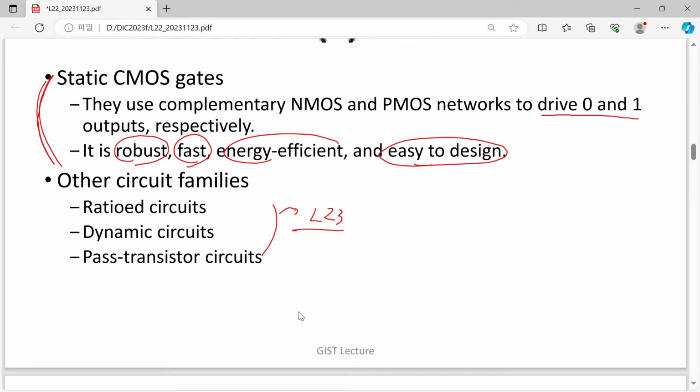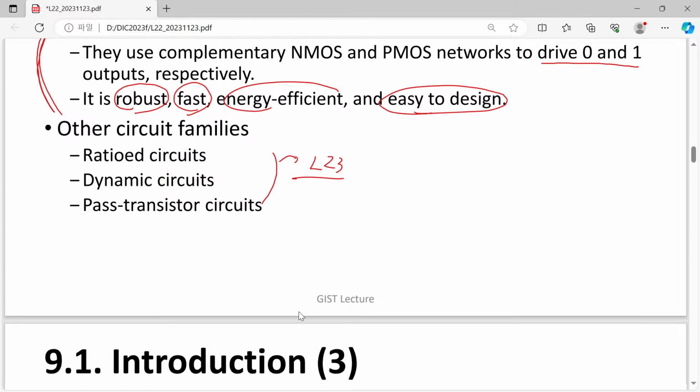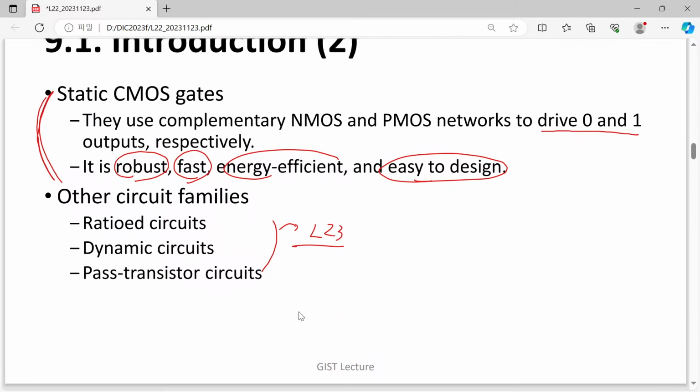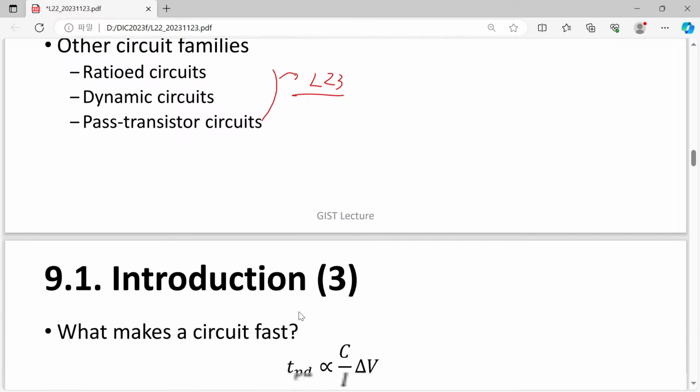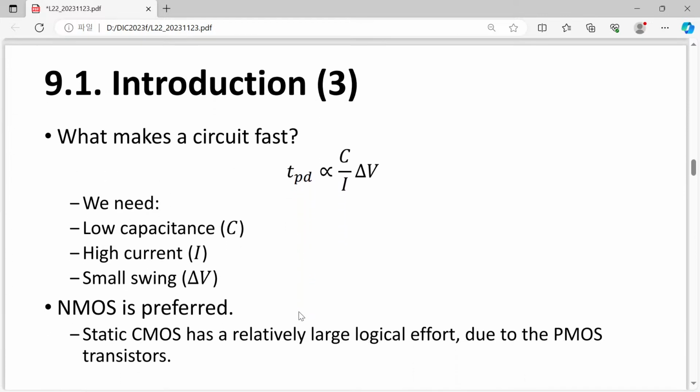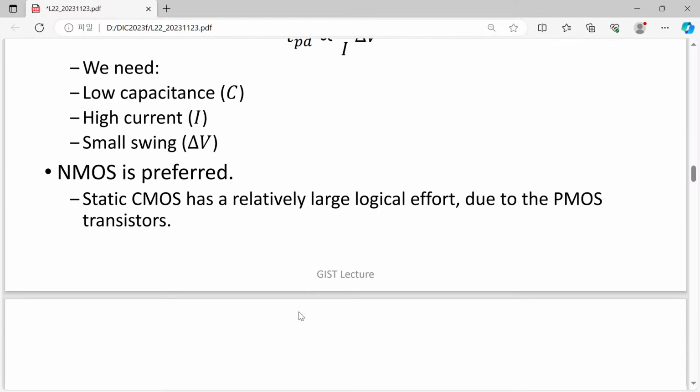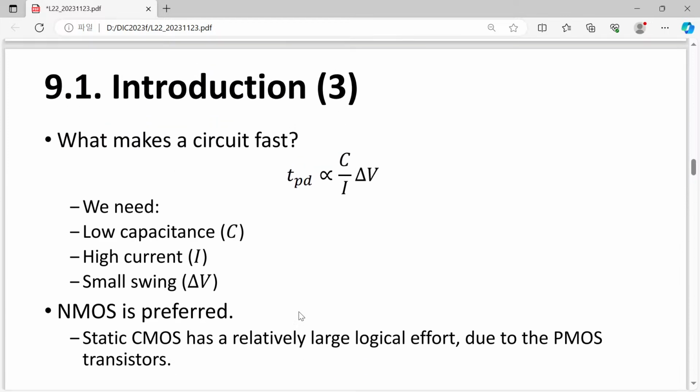Okay, so today we will consider the static CMOS gate. But we have already studied static CMOS gates for quite a long time, so what is the remaining thing? We will just consider some uncovered topics in this CMOS gate. I think this is the final slide for the introductory part. Let's review our previous discussion on the propagation delay.